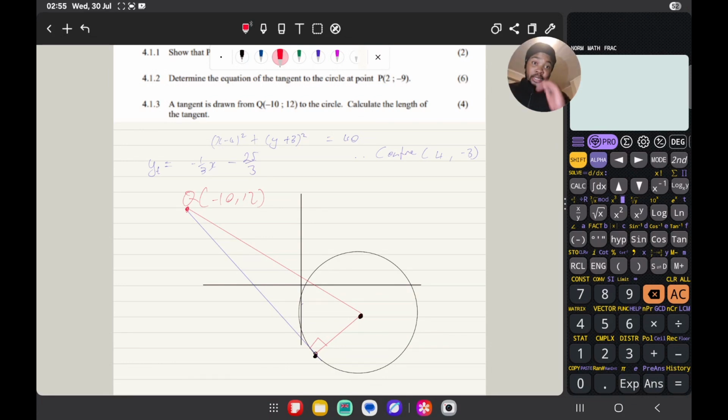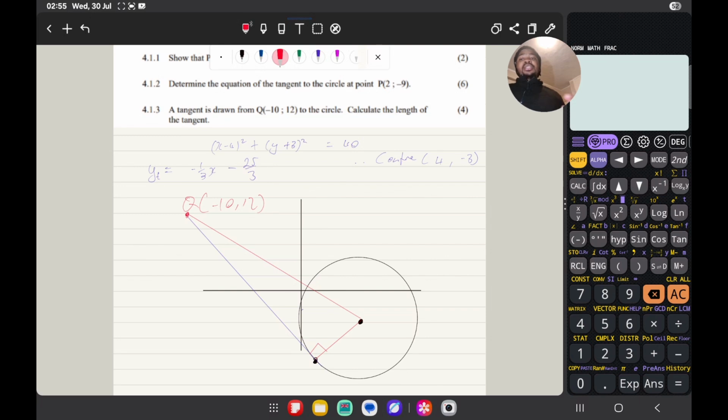So here's the next question. A tangent is drawn from Q to the circle. Calculate the length of the tangent. This question was not clear. Perhaps initially when I read it, I was like, what are you talking about? Are you saying the tangent we spoke about in 4.1.2, that tangent at P, or what are you saying? Since now they didn't mention anything about a P.